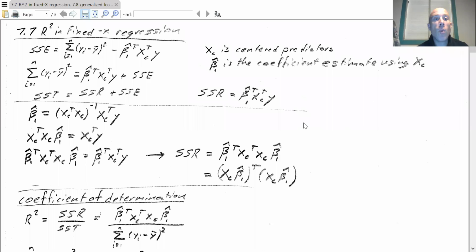Hi, in this video, we want to take a look at R squared when we have fixed predictor values, and then we're going to take an initial look at generalized least squares. All right, so when we're talking about sum of squares error, we can write that in this format. So sum of squares error is equal to the sum of square deviation of y from y bar minus the centered x transpose times y, and then I've got the centered x slope estimates there.